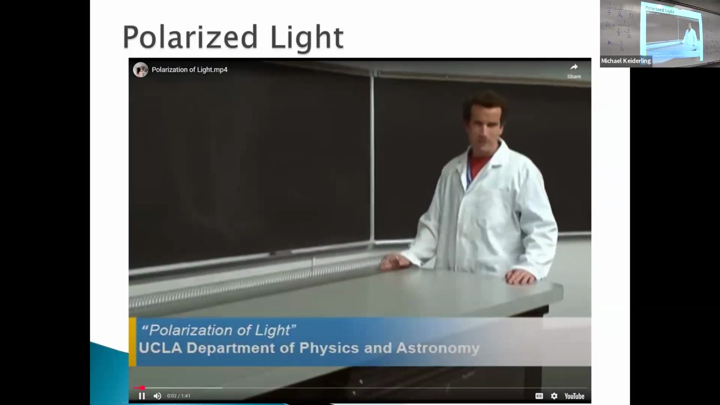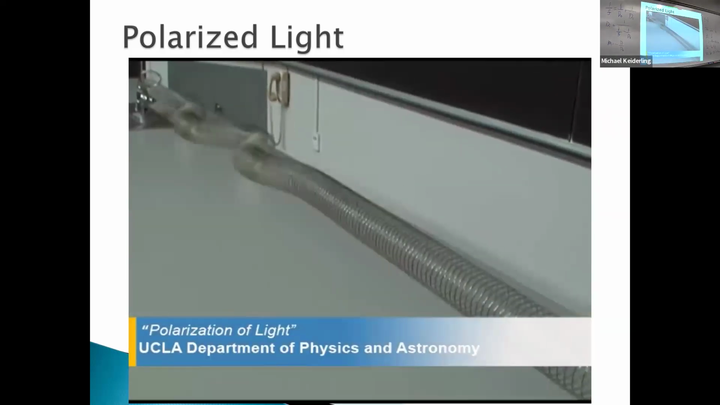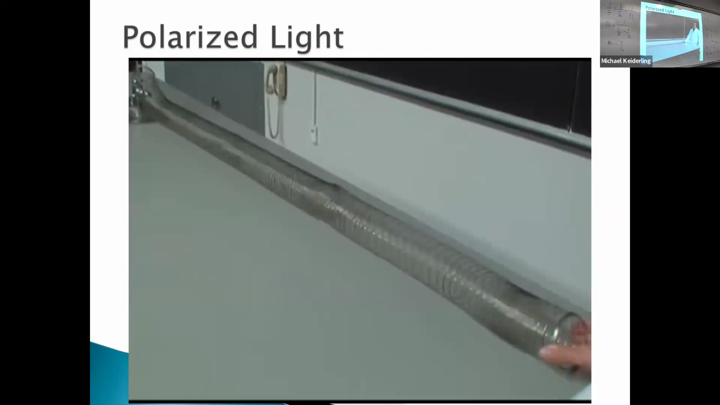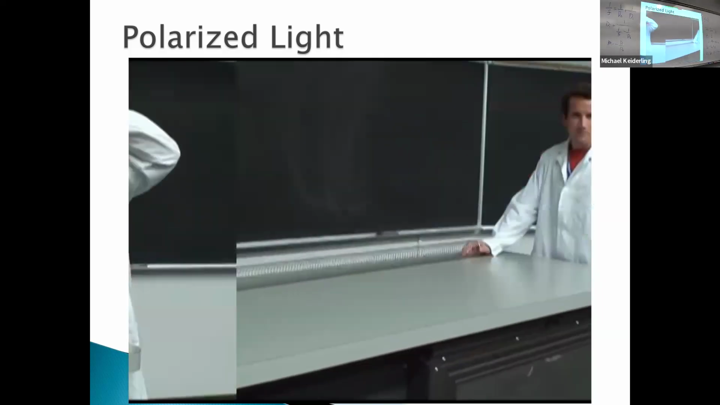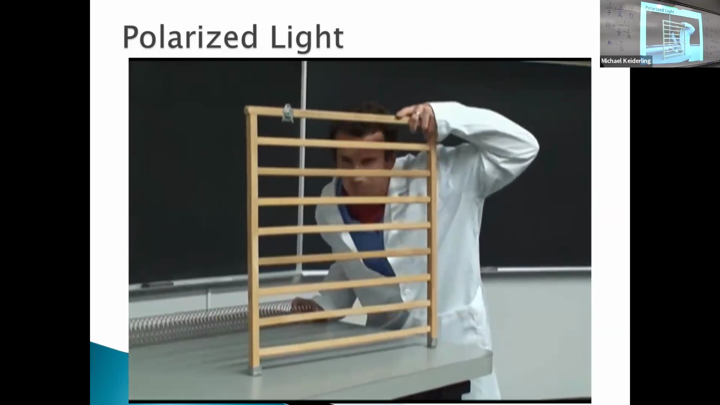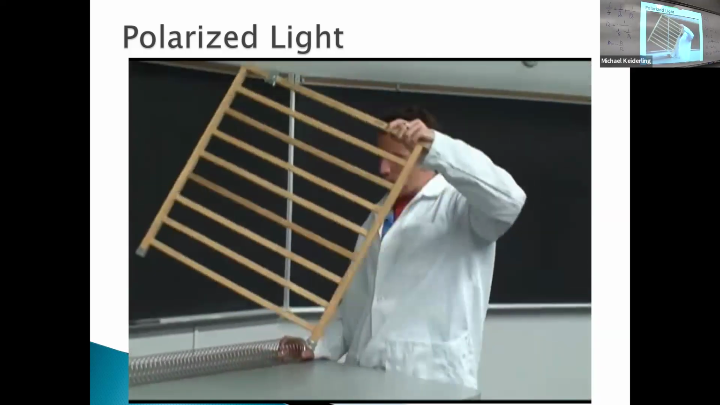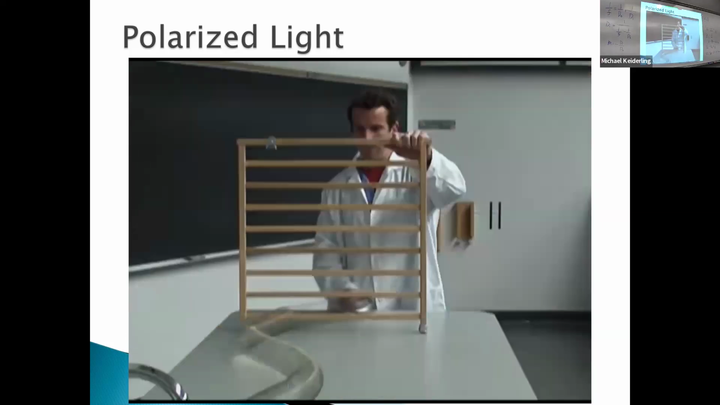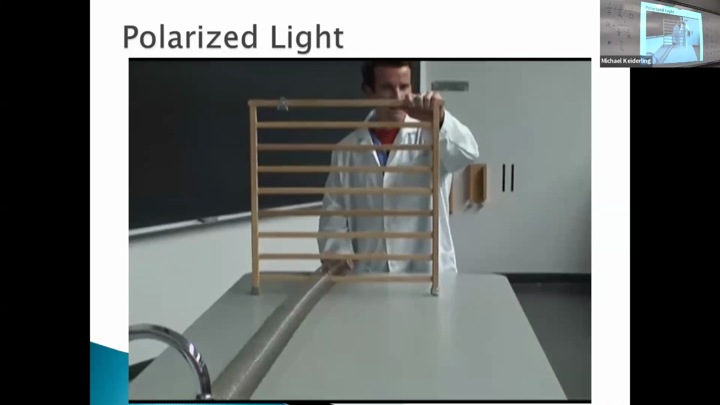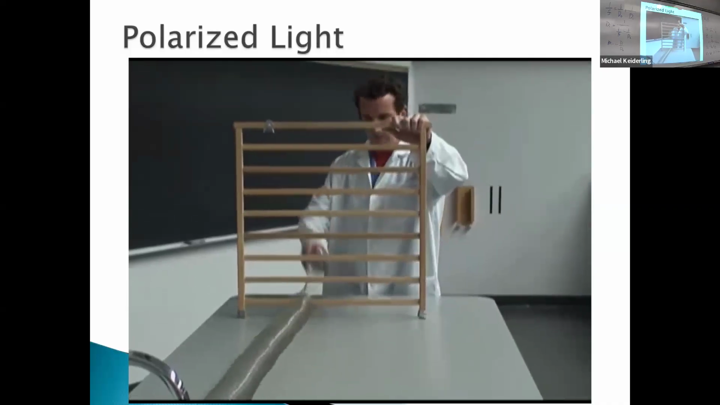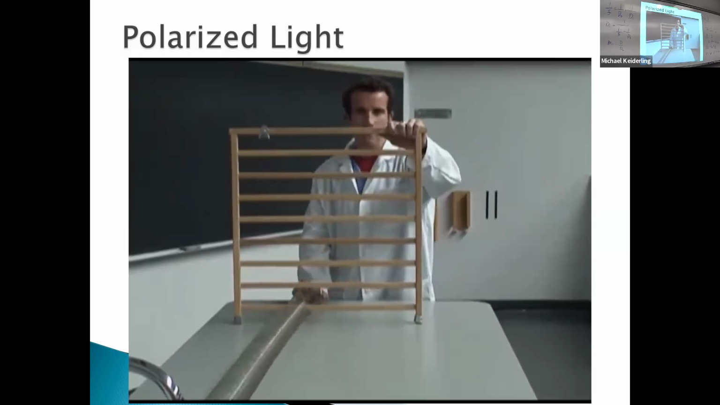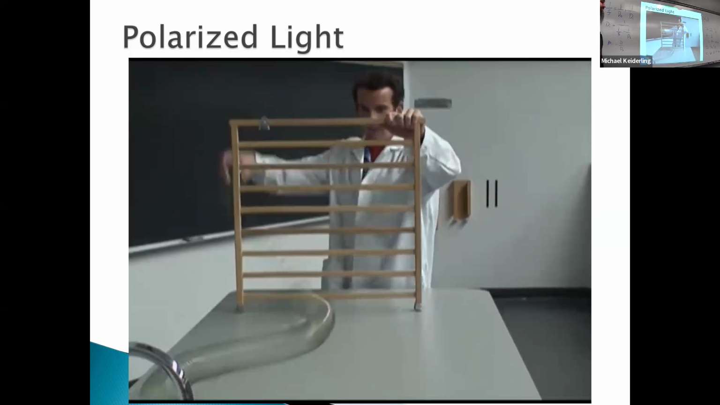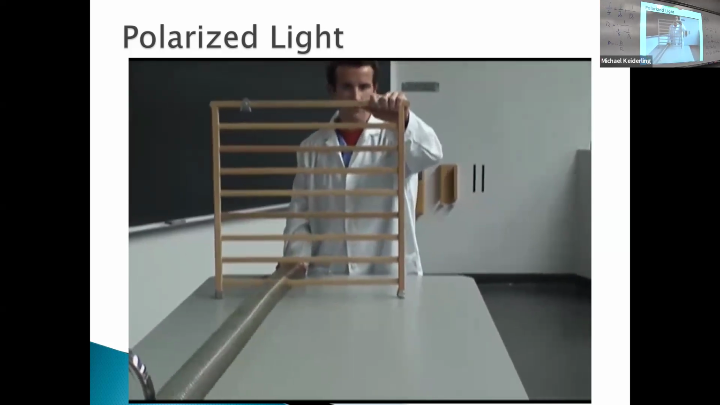Now, you might be wondering, is light a transverse or a longitudinal wave? How could we test this? This device is called a polarizer. It's designed to let waves get through in only one direction. As I send the wave out, it gets through fine that way, but this way, I can't get the wave through. No matter what crazy wave I send, only the left and right components get through.